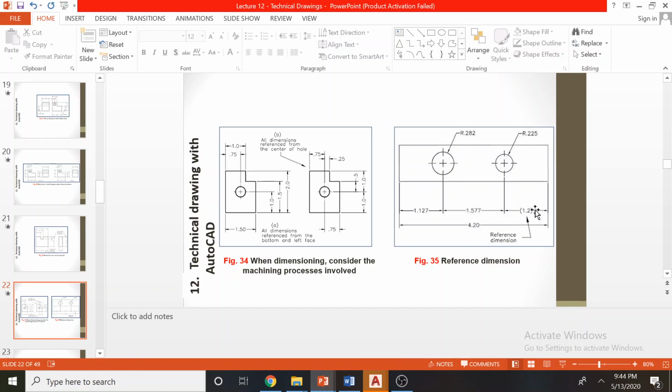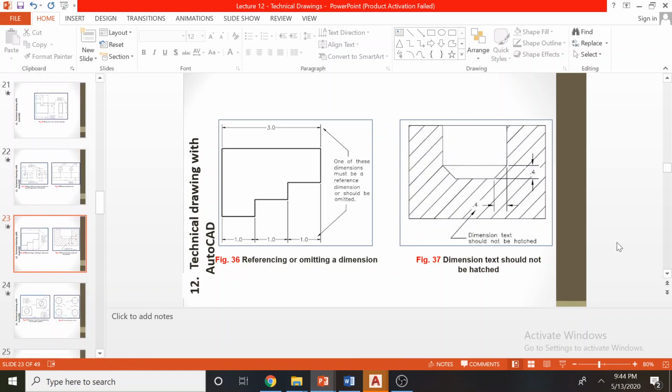Actually no need. This is just to get an idea only. Don't use this dimension for actual manufacturing. If you see a dimension within brackets, in gray or light colors, those are reference dimensions, weak dimensions. Then here we have 3, 1, 1, 1 again. This is not acceptable because 1, 1, 1 is also 3. This is also given as 3. So we can omit this dimension or make it a reference dimension or a weak dimension, so the manufacturer is not confused.